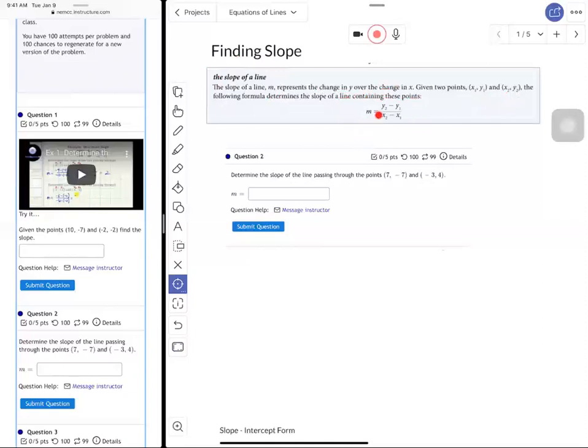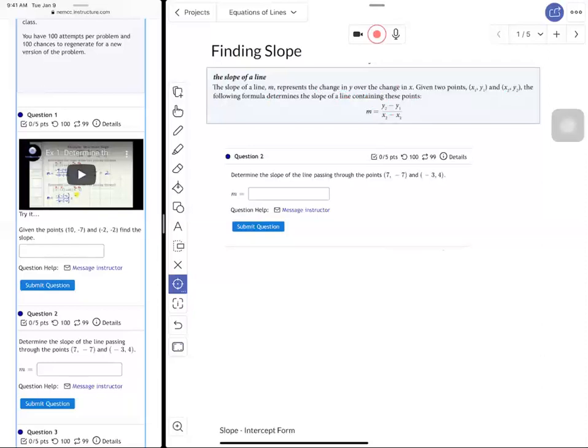m is equal to y sub 2 minus y sub 1 over x sub 2 minus x sub 1. Be sure you put your y's on top and your x's on the bottom. I see a lot of people make that mistake, all right? Let's give this a try. All we're going to do is plug our numbers into that formula.